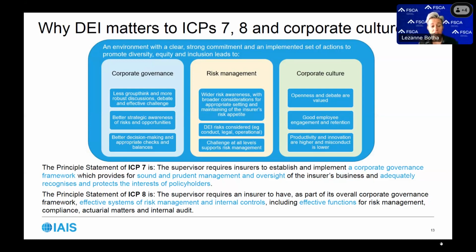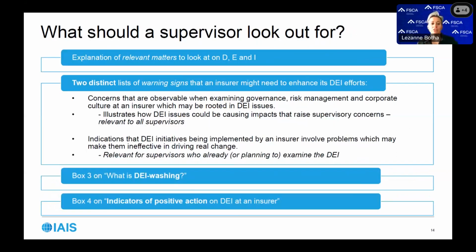The section then lastly also includes a box explaining what is groupthink and why it matters to insurers. So then moving on to section 3 and what supervisors should look out for. The section starts out with some consideration of relevant matters to look at when considering diversity versus equity versus inclusion. It then proceeds to provide 2 distinct lists of warning signs that an insurer might need to enhance its DE&I efforts.